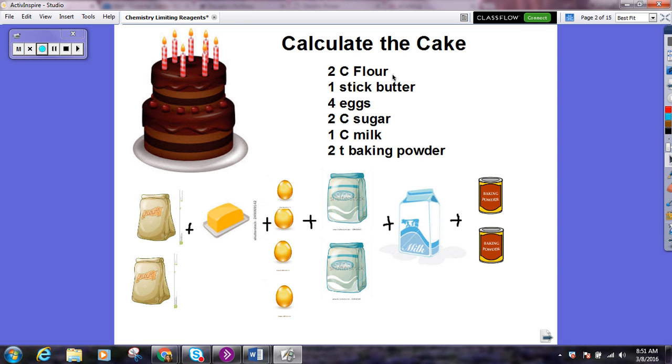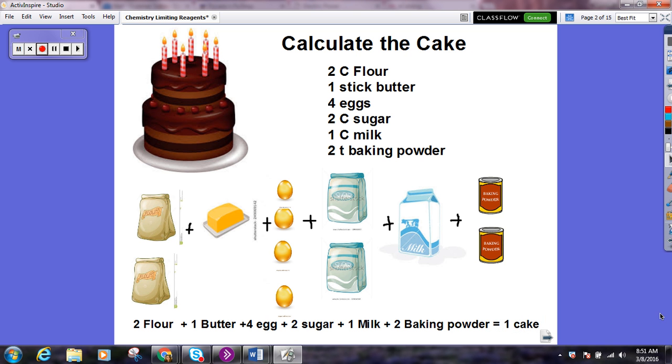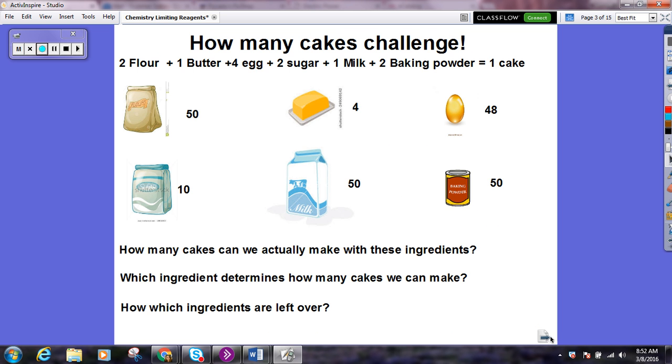We can actually reduce this and put it into an equation, and for the time being I'm going to ignore all the cups, sticks, and tablespoons and just call them units. So 2 units of flour, 1 unit of butter, 4 units of eggs, 2 units of sugar, 1 unit of milk, 2 units of baking powder. All of this equals 1 cake. So how does that relate to what we're doing? Well, we need to calculate how many cakes we can make on this cake challenge.